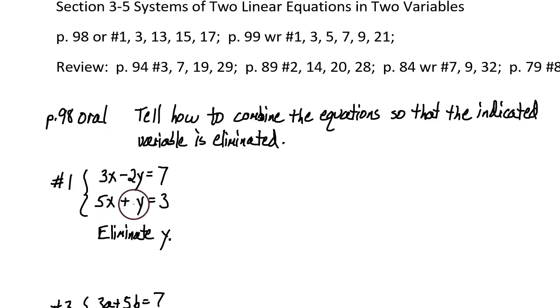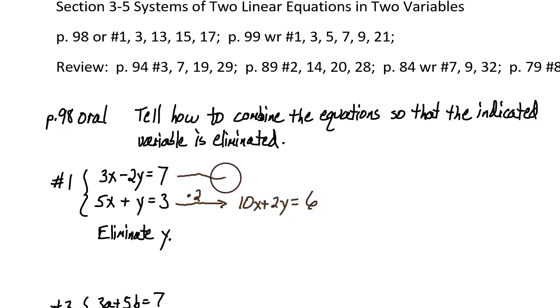To eliminate the y terms, they must be opposites of each other. This one is negative 2y. We would like this one to be positive 2y because a negative 2y plus a positive 2y makes 0 when you combine the two equations together. So the way that we're going to do this is to transform the second equation by multiplying all of the terms by 2. The equation will change into 10x plus 2y is equal to 6.